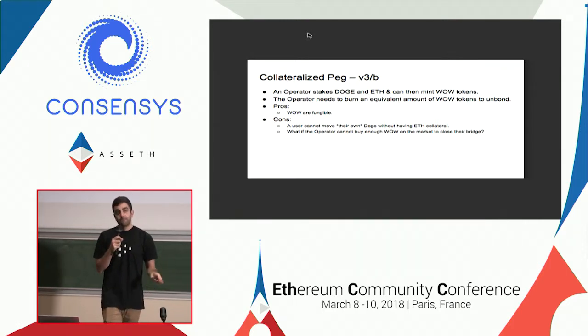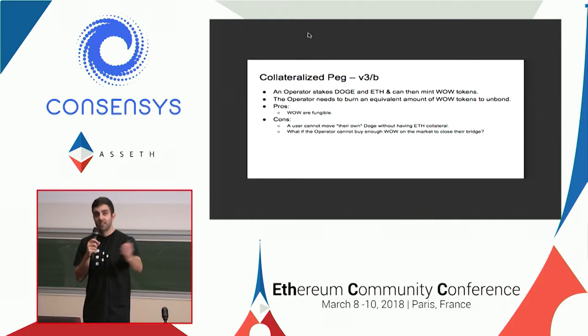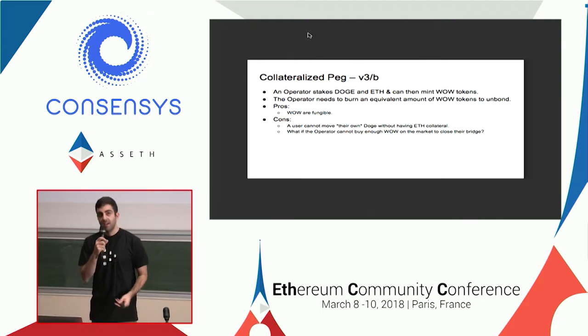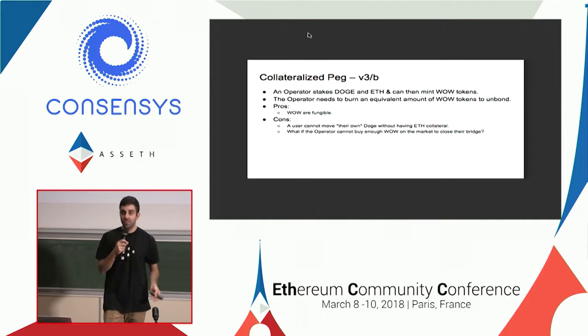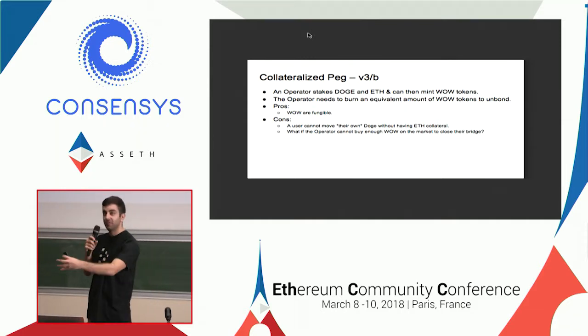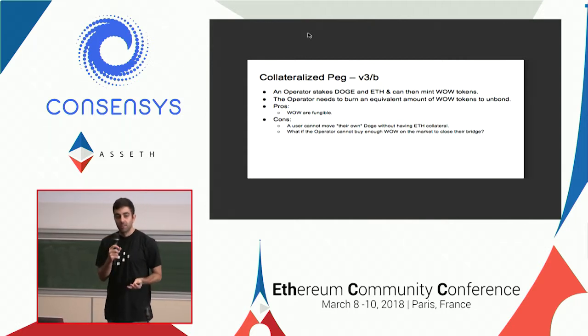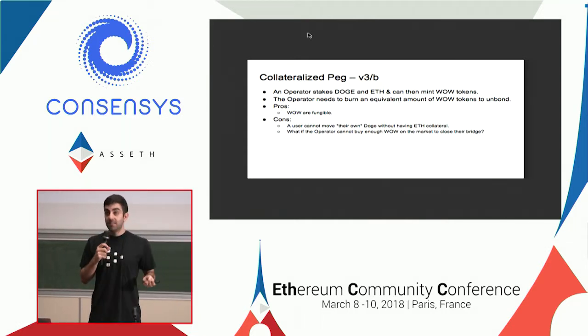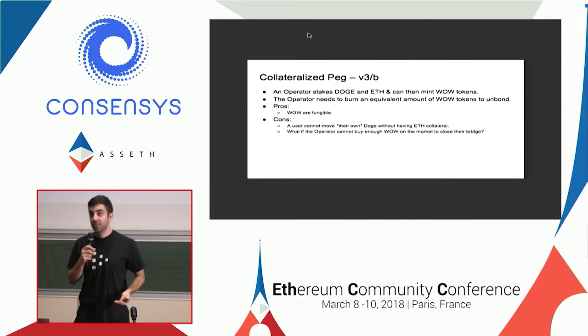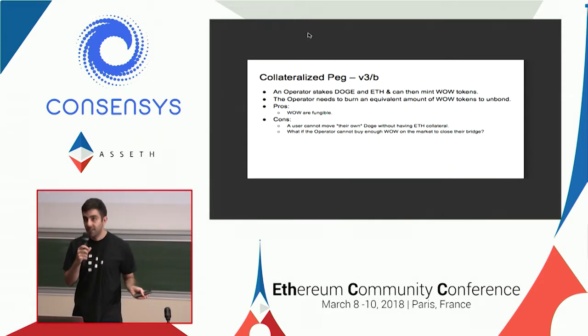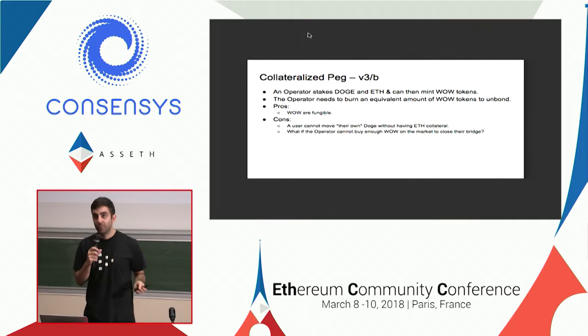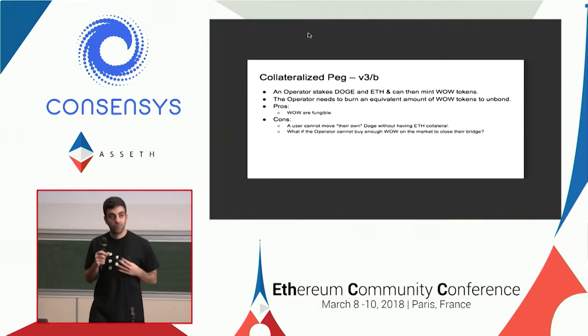So WOW tokens get created. They get dispersed around the market. And then at any point, if I want to close the bridge, I need to buy back enough of these WOW tokens and burn them to be able to close my bridge. So the pro here is that the WOW tokens are fungible. They no longer have timelines attached to them. It's up to the bridge operator to buy them back whenever they want to close the bridge and burn them.